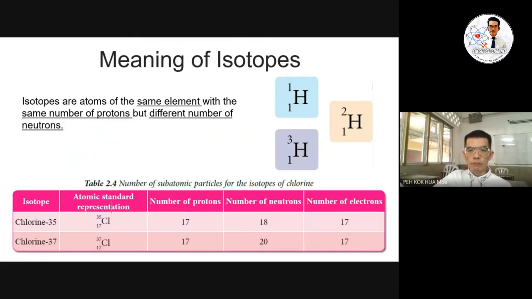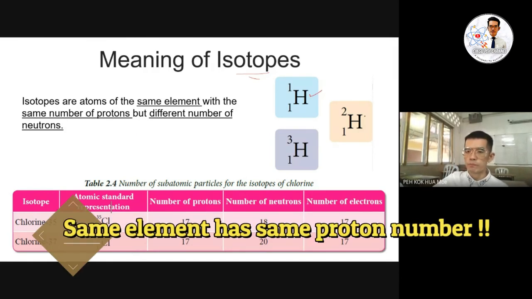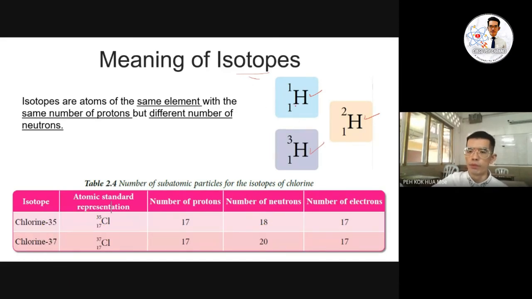Okay, so the meaning of isotope. What is the isotope? Isotopes are atoms of the same element with the same number of protons but different numbers of neutrons. So that means they are actually the same element. Example here, we have 3 hydrogen isotopes. They have the same proton number. The main difference here is they have different neutron numbers. So that means they have different numbers of neutrons.